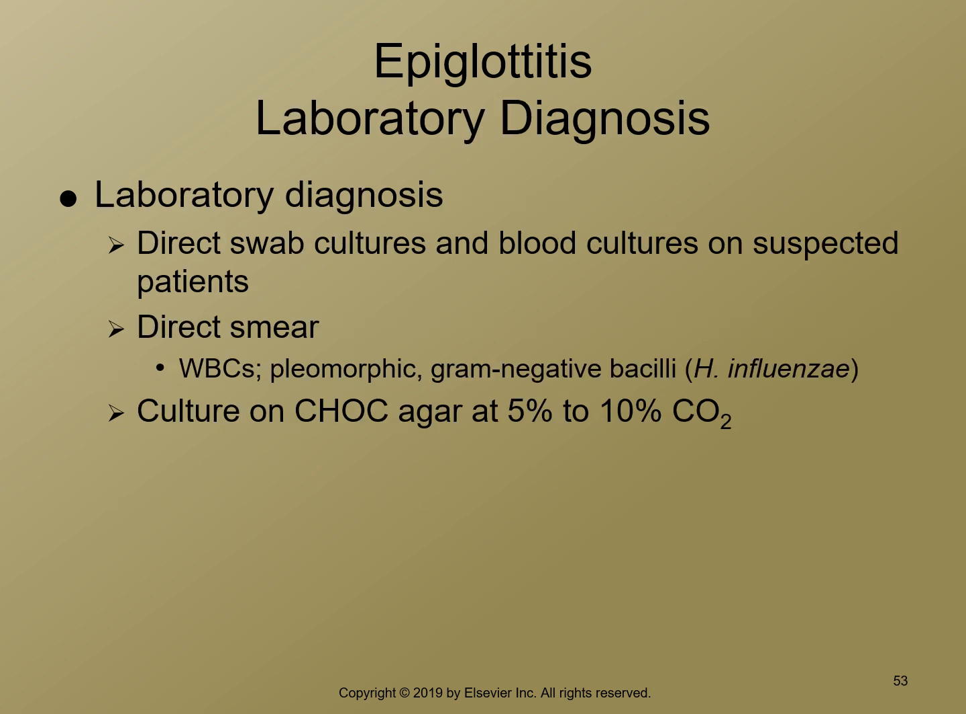Direct swab cultures from the area of the epiglottis are useful for establishing the causative diagnosis, but they should be taken only when the airway is secure. A direct smear of the epiglottic exudates for microscopic exam may reveal numerous white blood cells and pleomorphic gram-negative rods, characteristic of Haemophilus influenzae or other gram-negative bacterial pathogens. Blood cultures could also be performed in patients in which epiglottitis is suspected. Enriched media such as chocolate agar should be used when trying to isolate Haemophilus species.